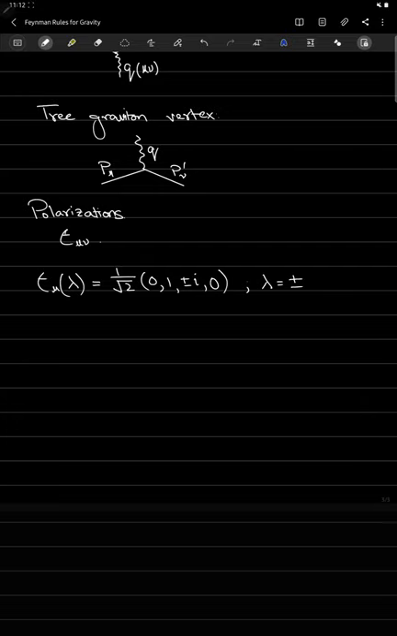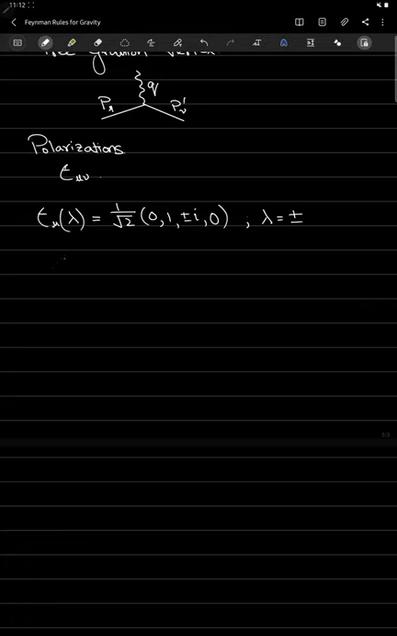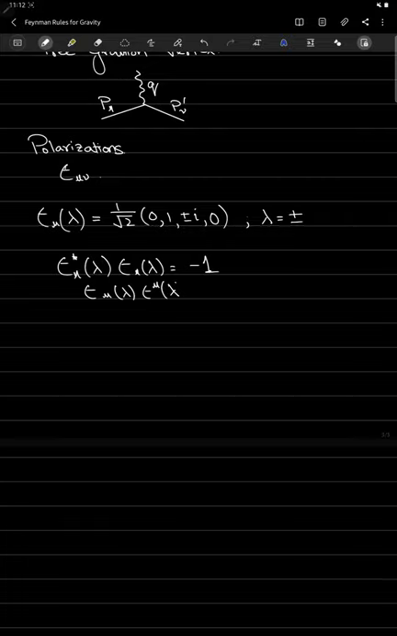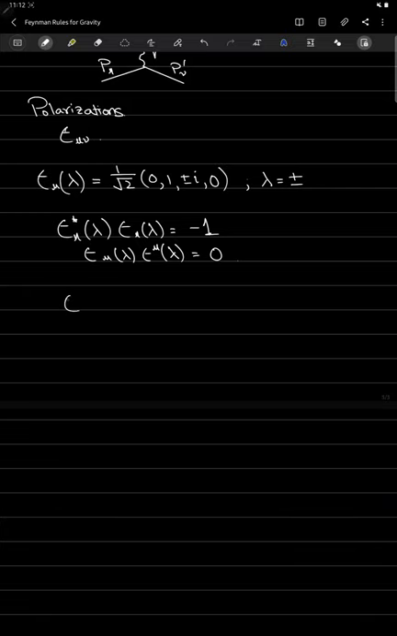Right, so we must have this such that it satisfies the relations that epsilon mu star of lambda times epsilon mu of lambda is negative 1, and epsilon mu of lambda times epsilon mu of lambda vanishes, so it's 0. So with this, one can form a polarization tensor in such a way that epsilon mu nu of lambda 1, lambda 2 is just equal to epsilon mu lambda 1 times epsilon nu lambda 2, right?